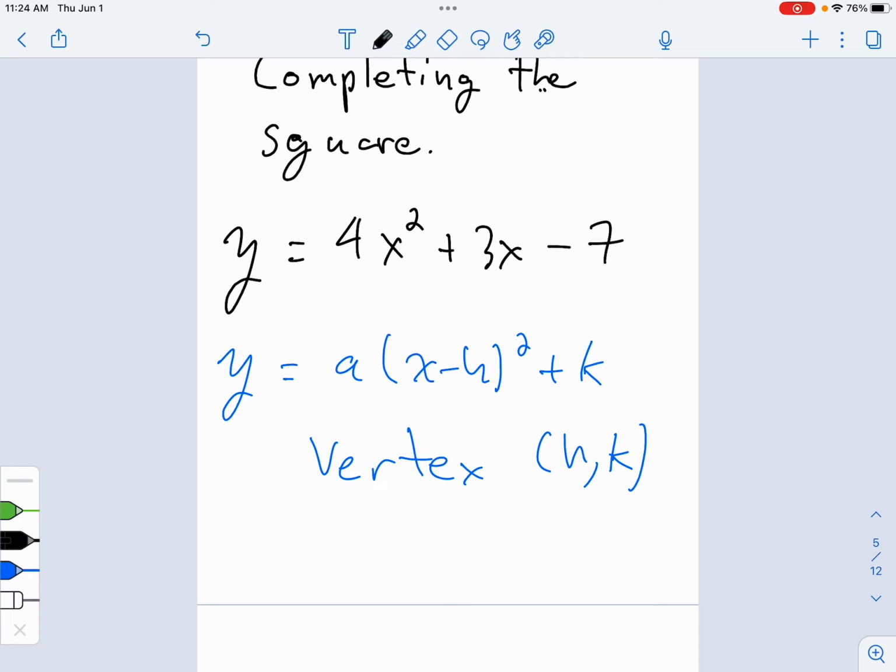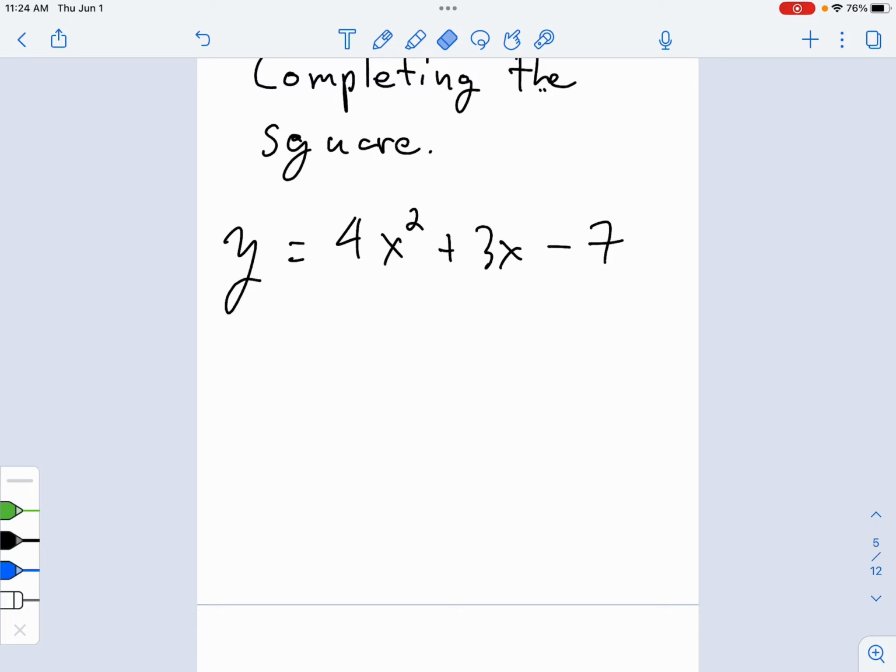So the way we get that equation, y equals 4x squared plus 3x minus 7, to what you see there in blue, is by doing the following. The first step is you want to isolate the x squared and the x term that are on the right hand side. So I'm going to add 7 to both sides. Let me erase all of this, I'll get back to that. So I'll add 7 to both sides, and on the right hand side, the 7 goes away. I have nothing left.